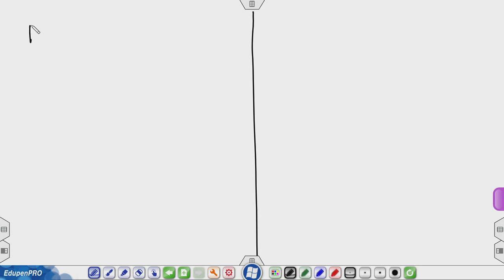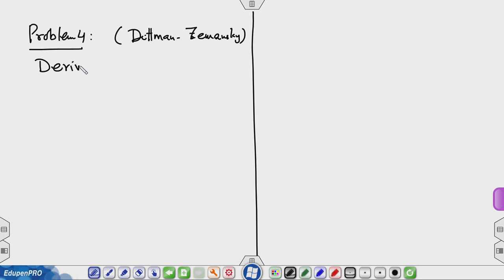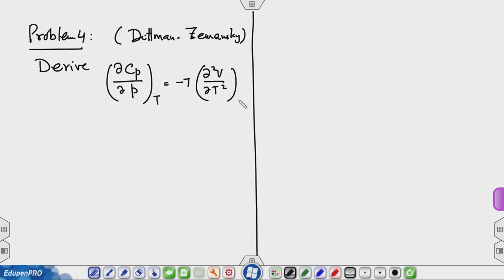Problem 4, again taken from Dittman-Zemansky, says derive that the partial change of Cp with respect to pressure at constant temperature is equal to minus T d2V by dT squared at constant pressure.